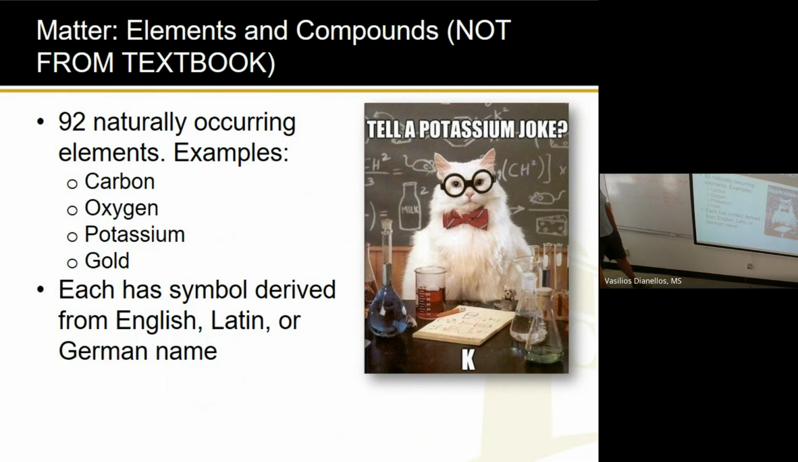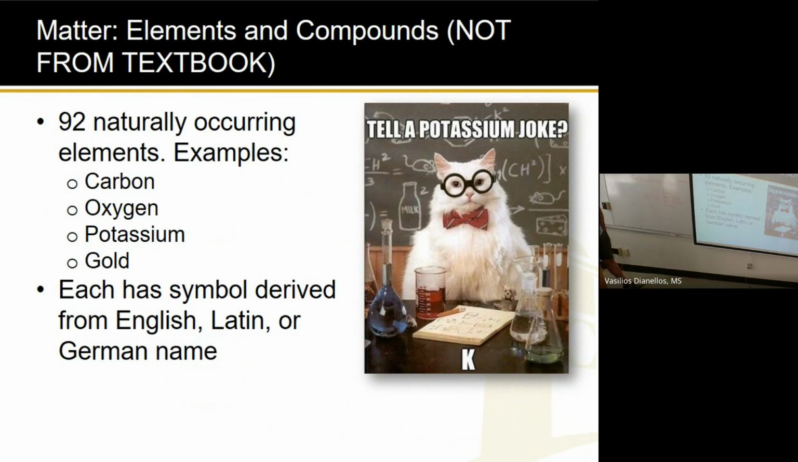This is not from your textbook, so I'm really not going to ask you any questions on it. I'm just going to talk about it very quickly. There are 92 naturally occurring elements. If you look at the periodic table of elements, you can see there's more than 92, but the other ones are not naturally occurring. You can look that up for independent work if you want. We don't get into it. Some examples include carbon, oxygen, potassium, gold, and 88 others. You don't need to know that there's 92. You don't need to know those examples. You're going to be very familiar with carbon and oxygen by the end of lab next week, but we'll talk about that later.